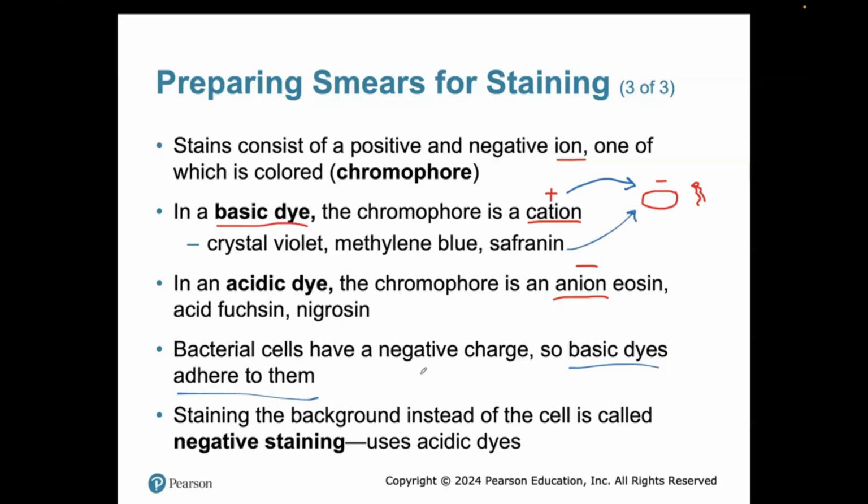Whereas your negative dyes, your anions, the acidic dyes, are going to repel, right? Because we know that like charges will repel. And with these charges repelling, they're going to stain the background. So negative charges will stain the background, and that allows us to visualize whatever structure they're not staining. So negative staining will stain the background instead of the cell itself. We'll see that with the eosin, acid fuchsin, and nigrosin.